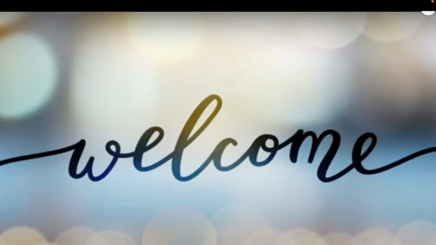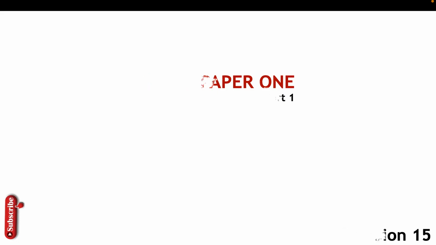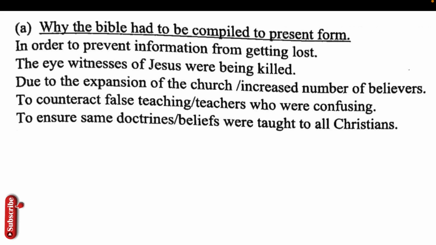Welcome. Today we are looking at CRE Paper 1, Revision 15. Question 1a. Why the Bible had to be compiled to present form? In order to prevent information from getting lost, the eyewitnesses of Jesus were being killed due to the expansion of the church, to counteract false teaching, or to counteract teachers who were confusing, to ensure the same beliefs were taught to all Christians, to reach the Jews of the diaspora, to preserve an orderly account of the biblical themes.